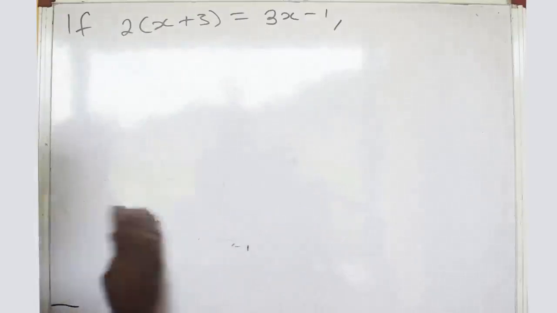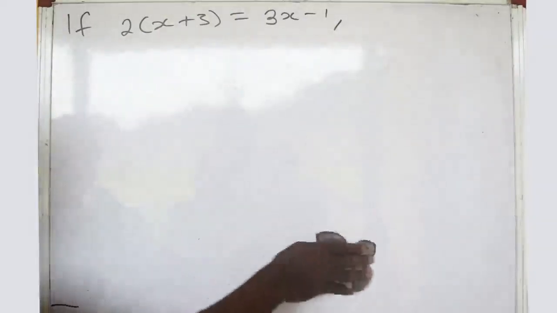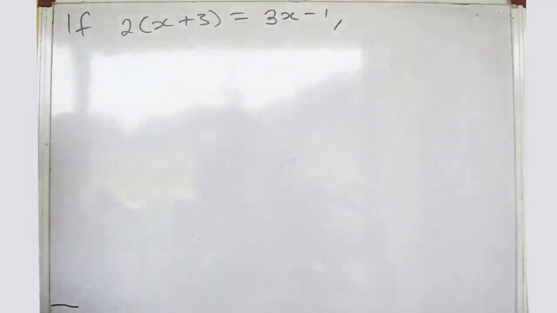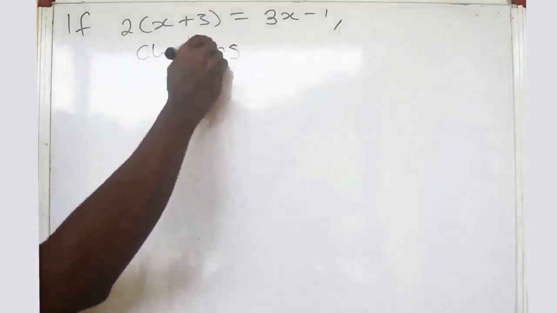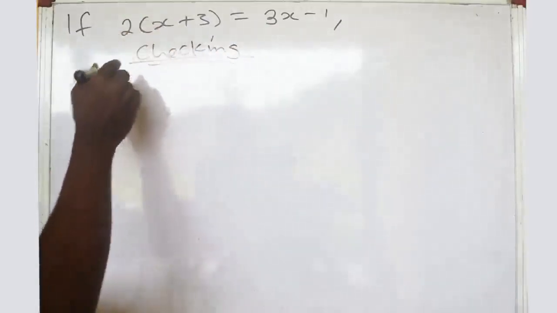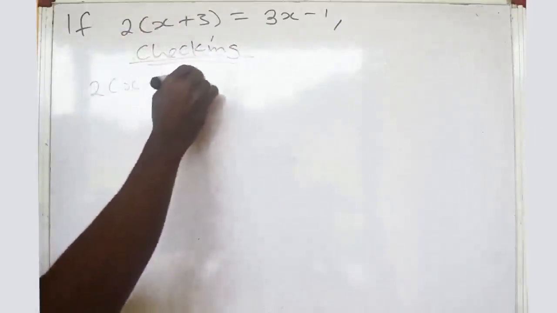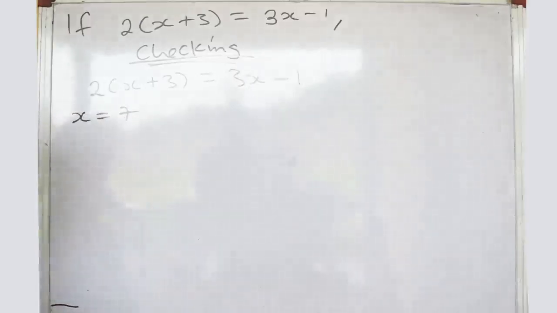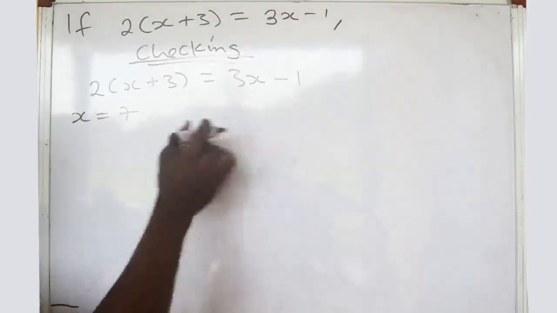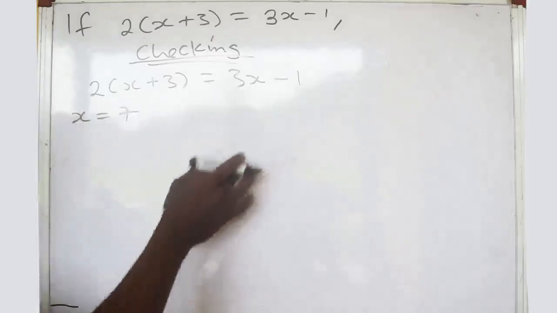So let me clean this up and also prove whether it is right or wrong. We have gotten our x as 7, so you have to verify whether this answer is right or wrong. You say check, I say check in, depending on how you want to put it. Bring down the equation, 2(x + 3) equal to 3x minus 1. Recall that your x is 7. Since we don't really know the true value of this, we have to substitute into both sides at the same time.